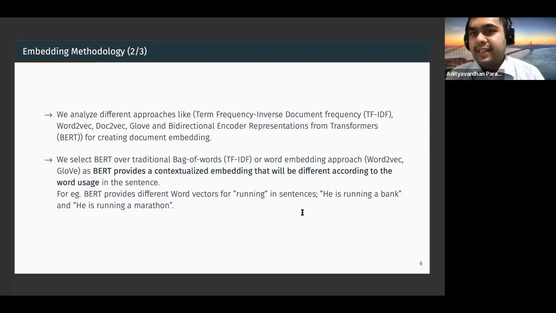So we have provided an example for the word running. He's running a bank and he's running a marathon. These two are different sentences. But the traditional approaches treat running as a single vector, the same vector for both these sentences. However, because BERT analyzes all the words in a sentence and contextually makes out the embedding, it creates different embeddings for running in these two sentences. And that's what we want, because just by mentioning different words in the use of proceeds would lead to a false idea of how close the two documents are.